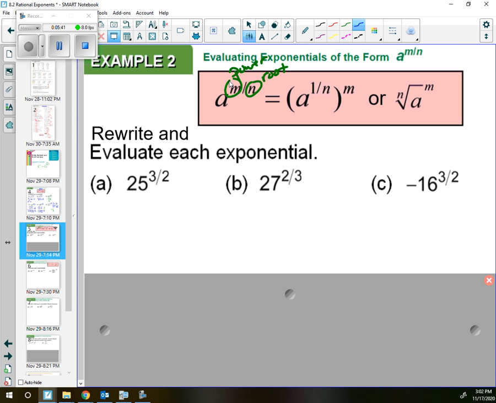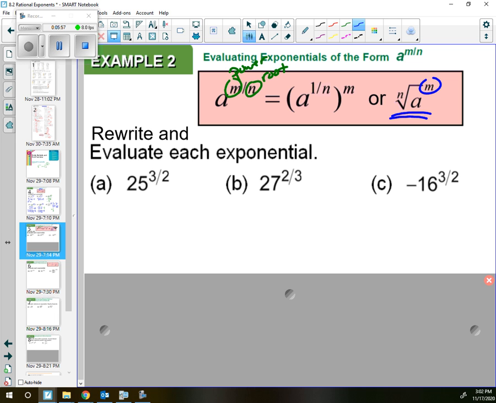For a lot of the things that I'm going to do, this last version here is really handy. I'm going to take the root first and then raise it to that power. It's a little bit easier to do that calculation in your head. And we'll check these in our calculator too to make sure that they make sense for everybody.